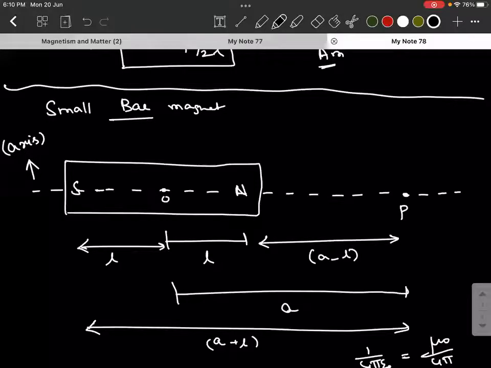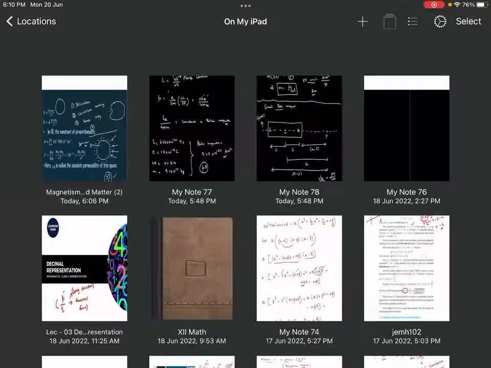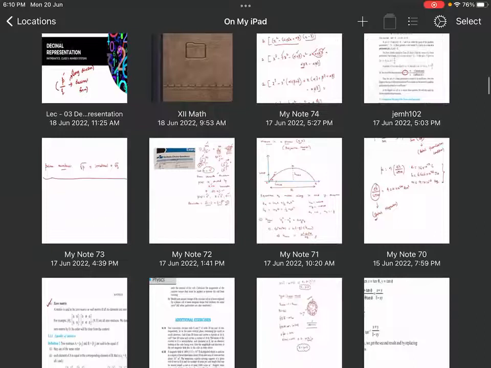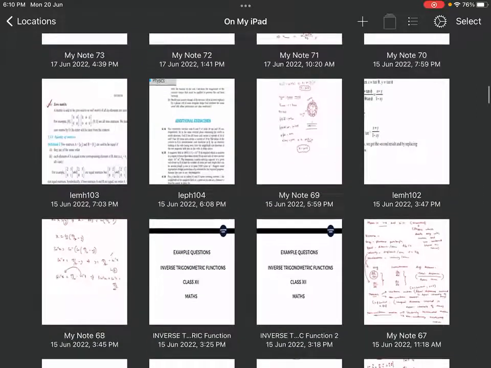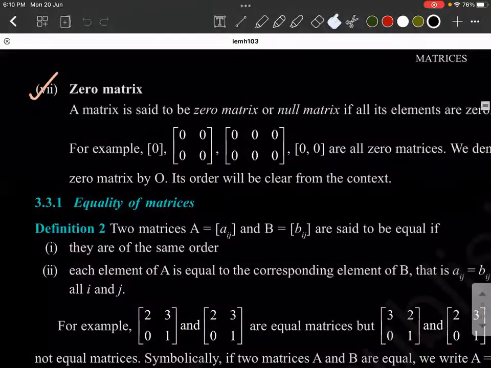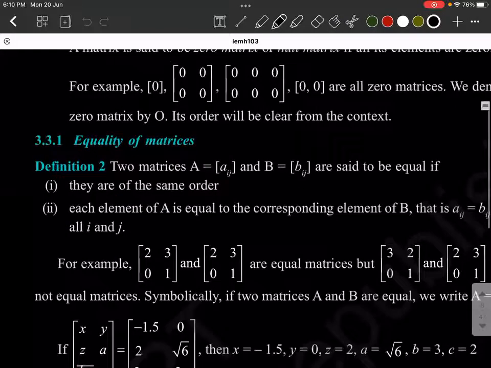What were we discussing in the previous class? So we stopped with the zero matrix, right? Now we'll discuss equality of matrices.